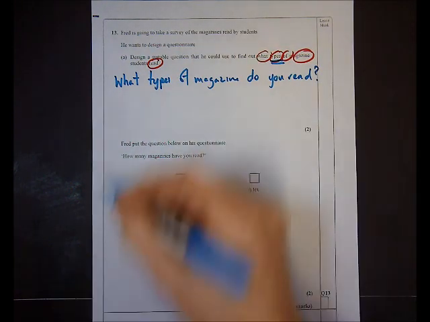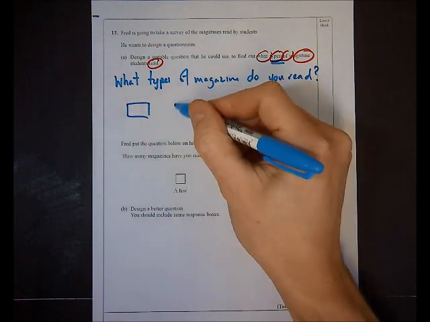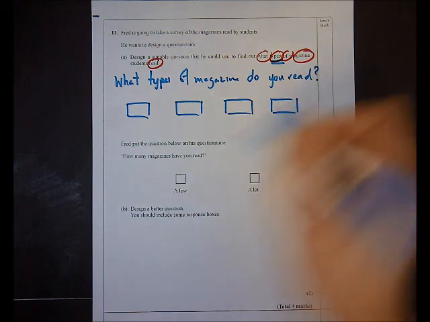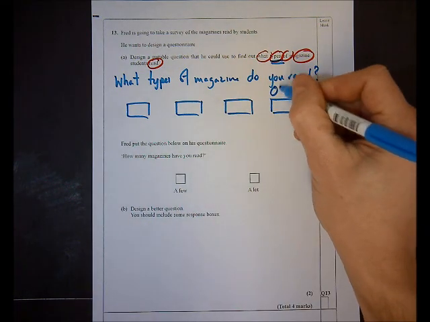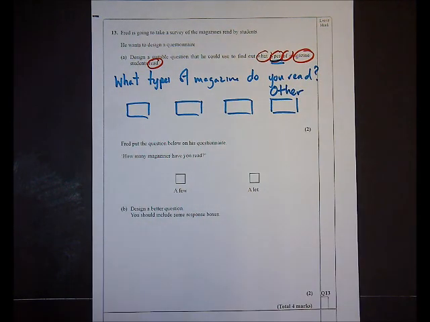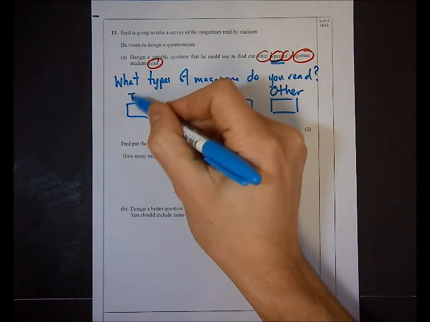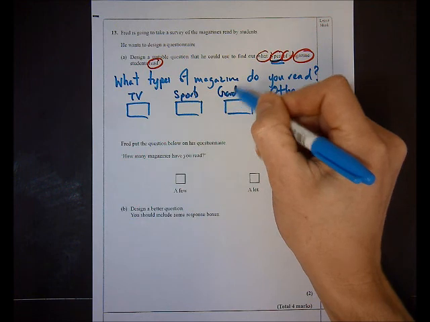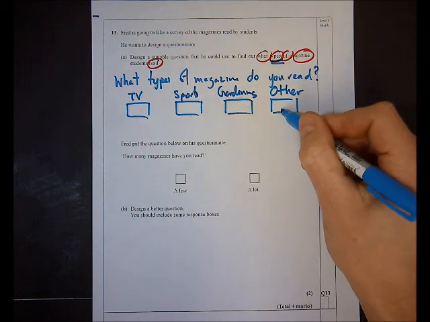And I'm going to need some response boxes, so I'm going to put a minimum of 4 boxes in. And it's important that this last box is other. The other boxes I can call whatever I want. For instance, this could be TV, this could be sports, this could be gardening. Doesn't matter what I call them, as long as I've got this other box here, the people need to tick it.